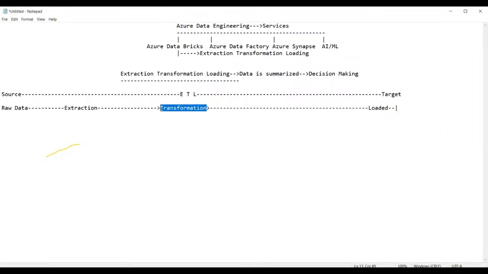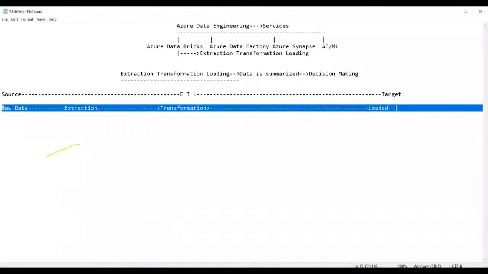Cooking is the process of what? Transforming. Ultimately, once the transformation is done, finally your destination is the curry. So the curry, you will eat it. That's it. Finally, the process of loading is nothing but the cooking and eating. So hence, this is actually the process of what? Extraction, transformation, and loading. That's it, guys.